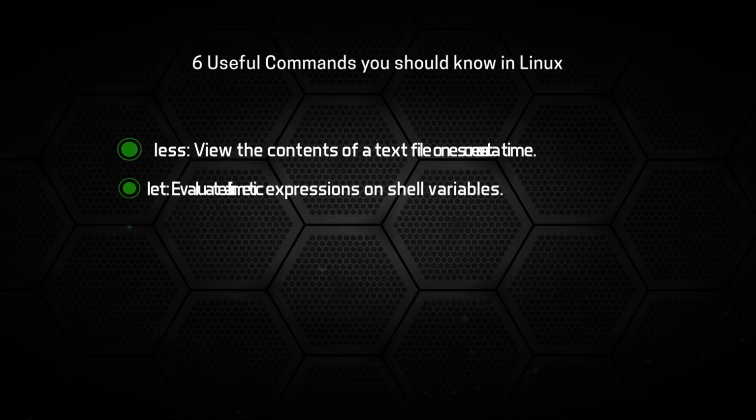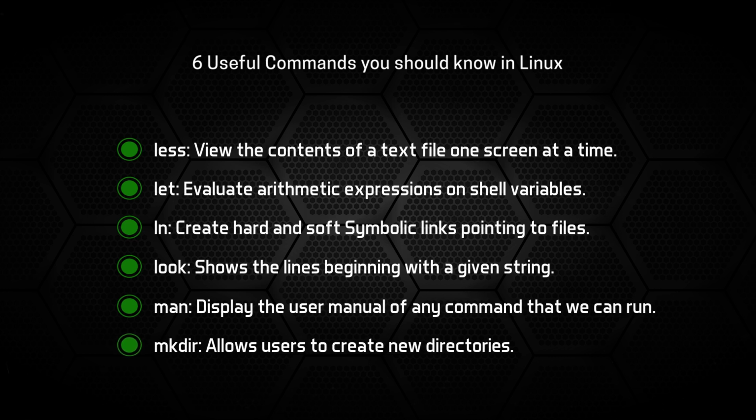So the first thing we'll look at is less, view the contents of a text file one screen at a time. The second thing we'll look at is let, evaluate arithmetic expressions on shell variables. The third thing we'll look at is ln, create hard and soft symbolic links pointing to files. The fourth thing we'll look at is look, shows the lines beginning with a given string.